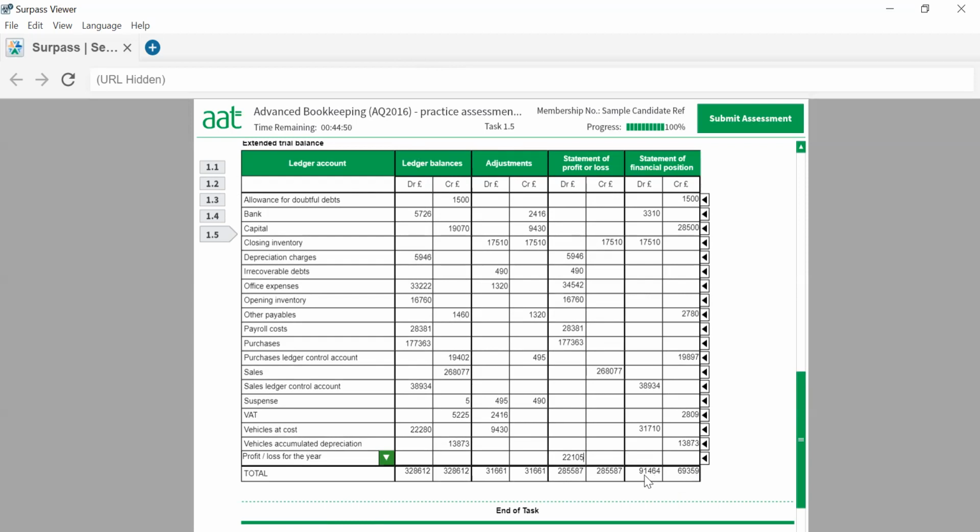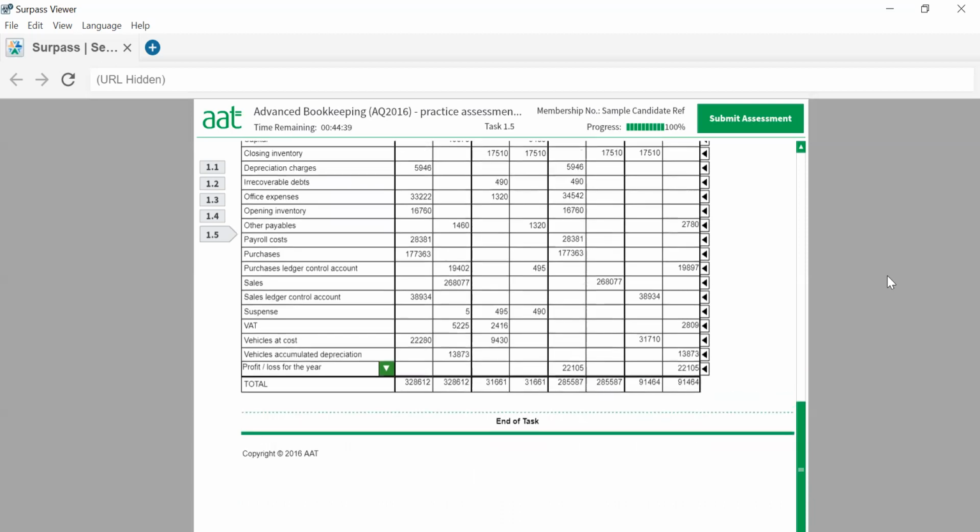And then obviously you can see the same in relation to the statement of financial position. So therefore, 22105. Okay, that's it. Hope it helps you.